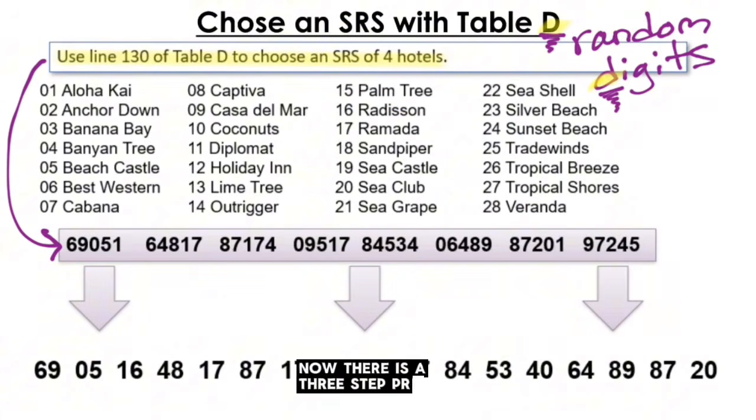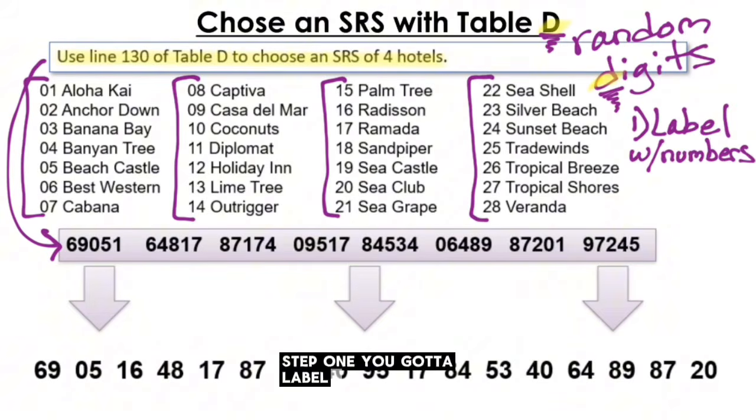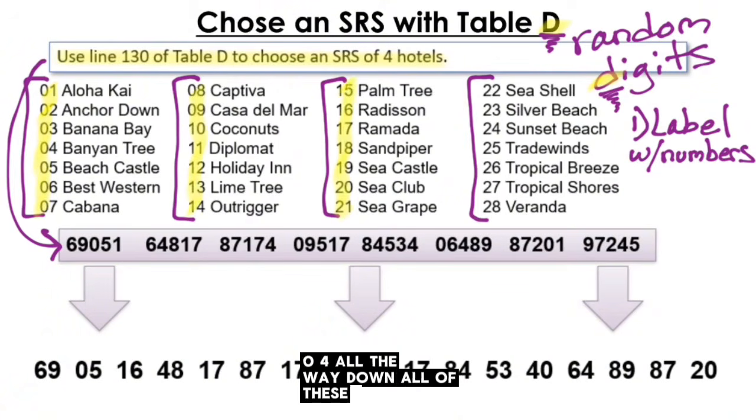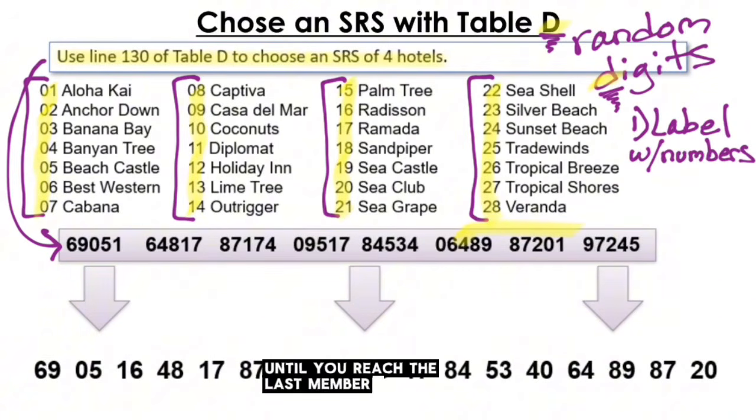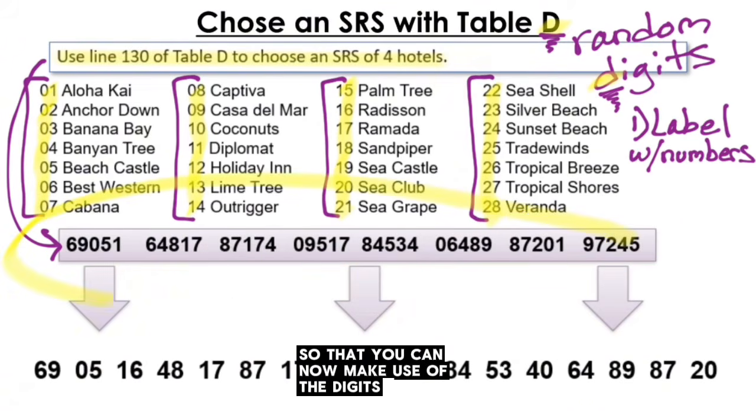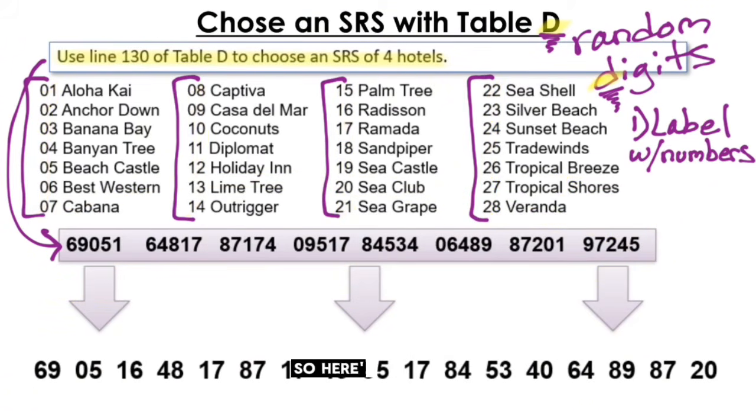Now, there is a 3-step process, and you should consider jotting this down. Step 1, you got to label with numbers, so you can quantify it, all of the individuals that you are pulling from. So in this case, you can see the numbers 01, 02, 03, 04, all the way down all of these columns until you reach the last member of this group, the 28th hotel, the Veranda. And you label everything with numbers so that you can now make use of the digits that are in Table D. So here's what you would do next.